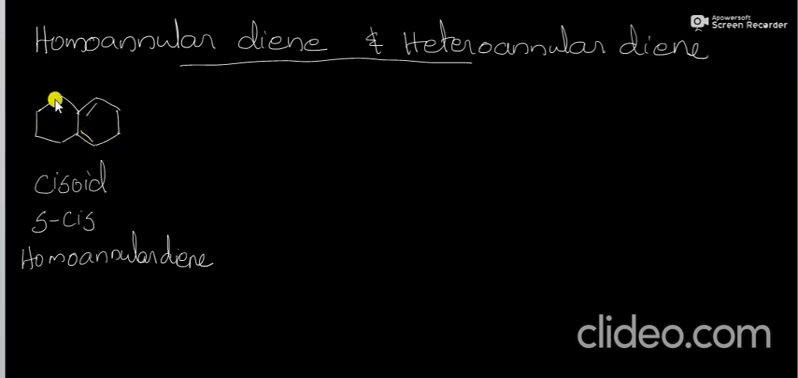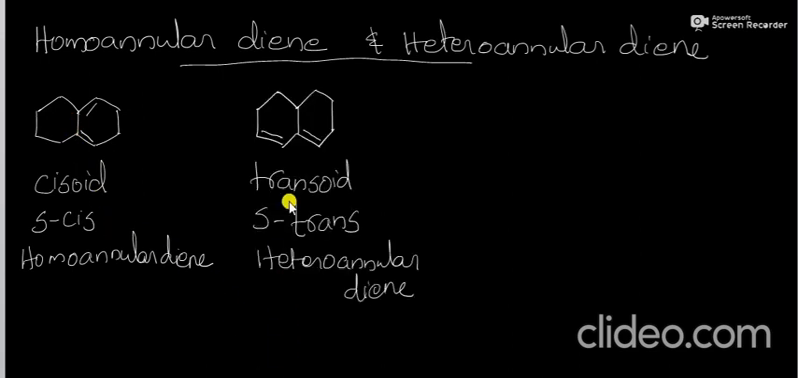Such a cyclic conjugated diene is known as homoannular diene. Then what is transoid orientation? With respect to the carbon single bond or sigma bond, the two double bonds are in trans orientation. That is called the transoid orientation. Such a cyclic conjugated diene is known as heteroannular diene.